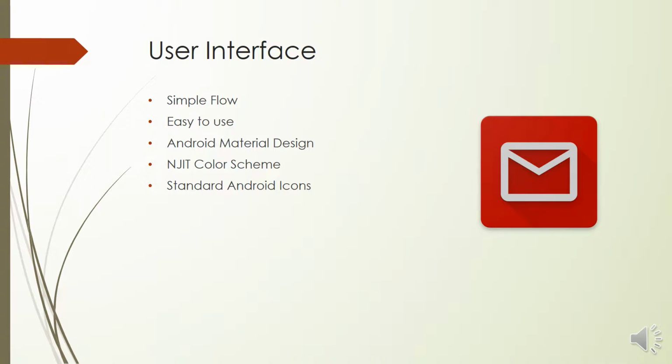The app user interface was designed to be simple and easy to use. The layout of each activity is consistent with Android material design guidelines, so that it will feel familiar to an Android user. The color scheme was chosen to match the NJIT school colors. Standard Android icons were used when possible to make their function intuitive to the user.